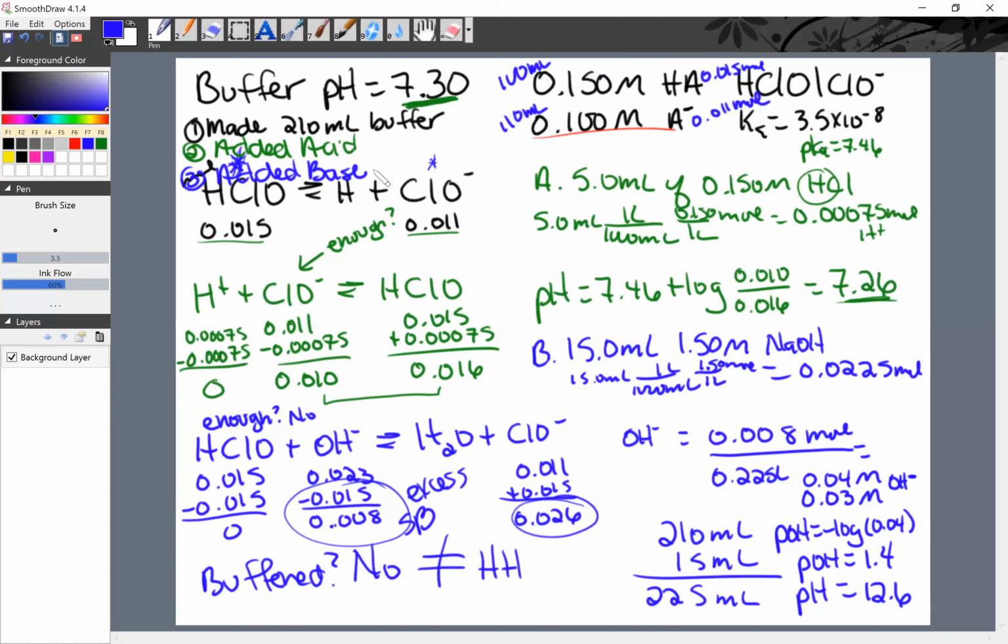All right, so in this case, we used the entire buffer, the entire 210 mL each time. In the next one, I will do an example where you take an aliquot and don't use the entire buffer.